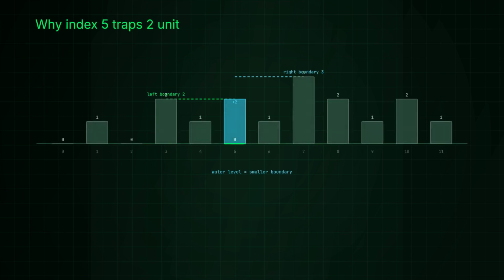Focus on index 5, whose bar height is 0. The enclosing left boundary is the bar at index 3, height 2. The enclosing right boundary is the bar at index 7, height 3. Water can rise only to the smaller boundary, so the water level is the minimum of 2 and 3, which is 2. Subtract the bar height. Water at index 5 is 2 minus 0, which equals 2.